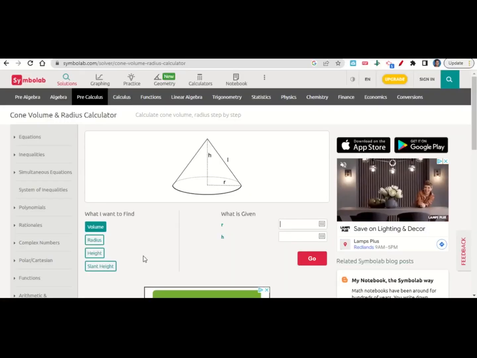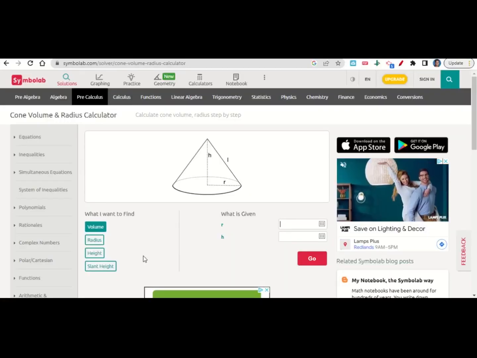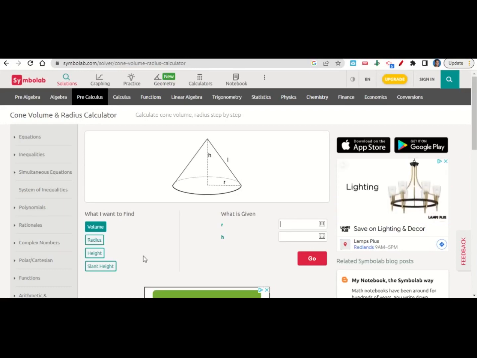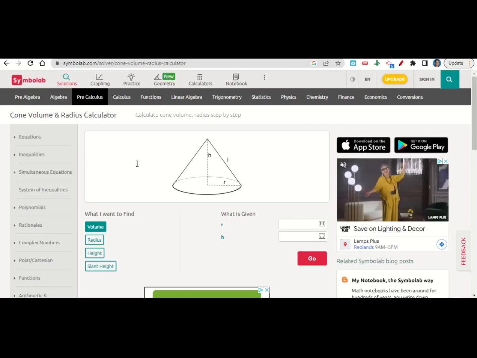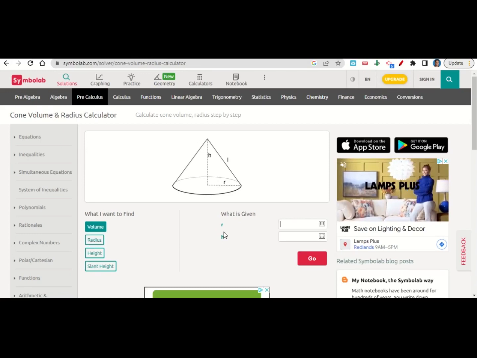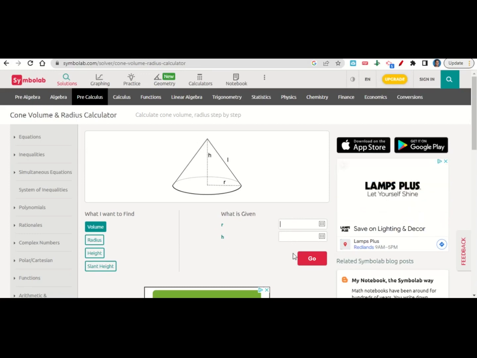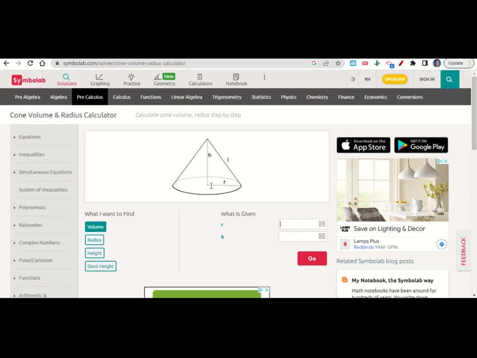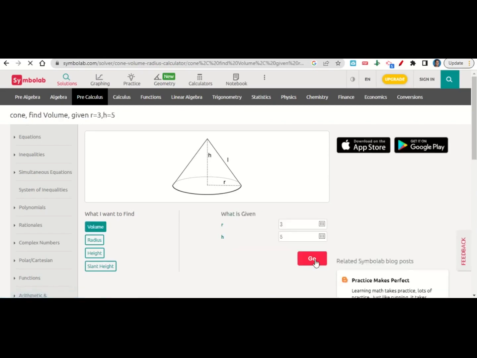Let's take a look now at how we can use Symbolab to check our work when finding the volume of a cone. So we're going to go to Symbolab, and then we're going to go to the cone volume and radius calculator, and then we're going to click on volume, and then we just have to enter in the radius and the height, and then it will give us what the volume would be. So let's say that our radius here is 3 and our height is 5. So we'll go ahead and click go.